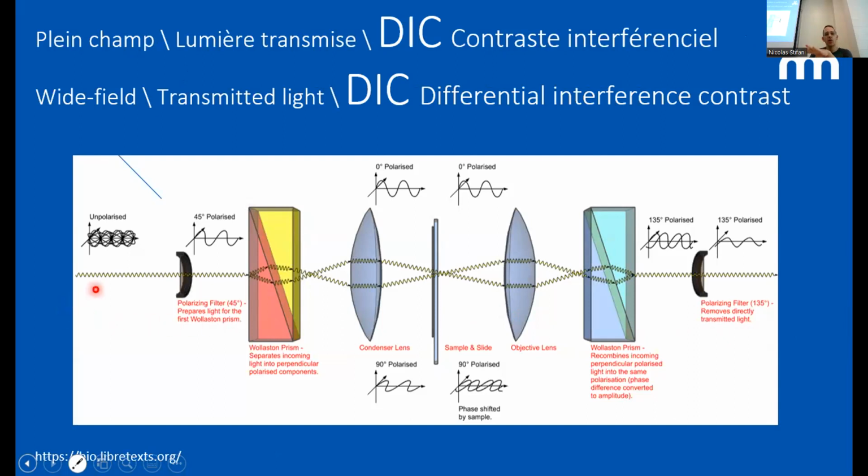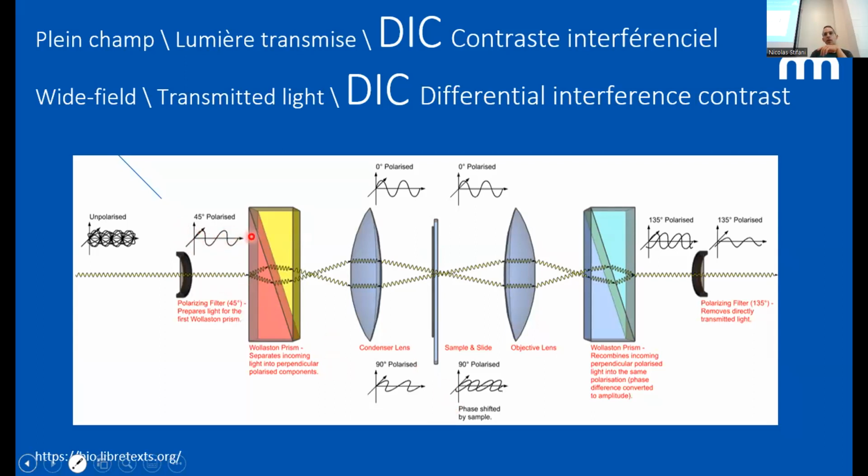You start exactly the same way as polarized light. So you have here unpolarized light that goes inside. Then you put a polarizer, it becomes horizontally polarized. Then you put a prism, actually two prisms stuck to each other. And what this prism does is actually cut the polarized light into two different polarized lights.